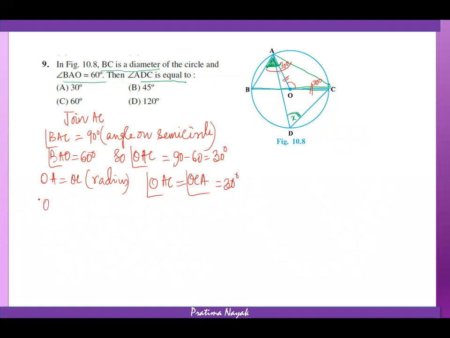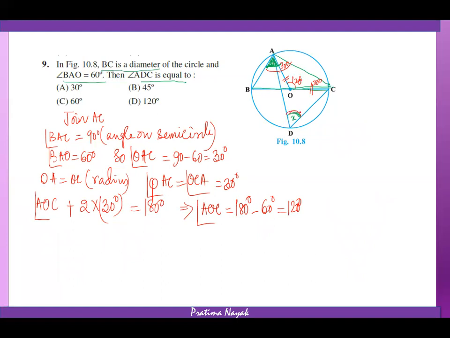Now angle AOC plus twice 30 is equal to 180 degrees. So this gives you angle AOC is equal to 180 minus 60, which is 120 degrees. So when AOC is 120 degrees, how much will ADC be? Half of it. So angle ADC is equal to half of 120. It will be 60 degrees. So C is the answer.